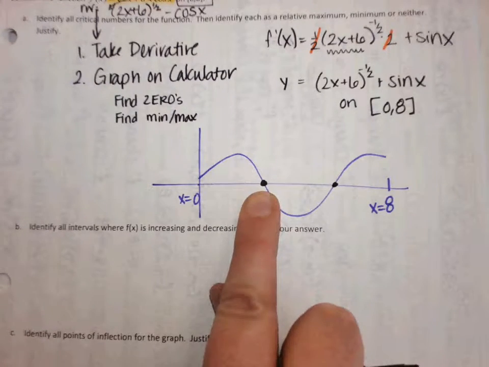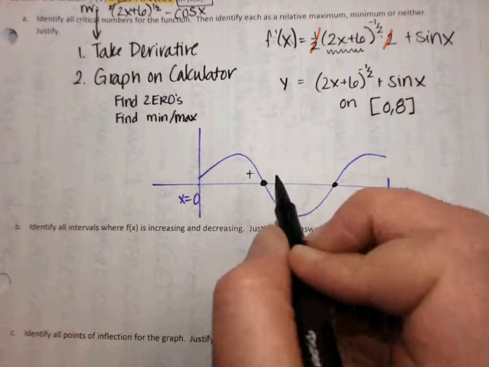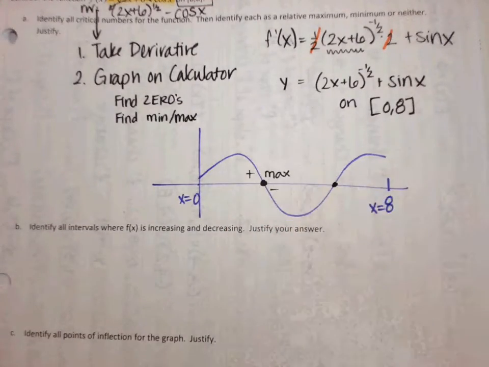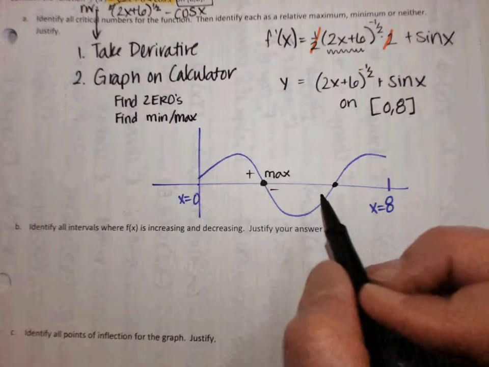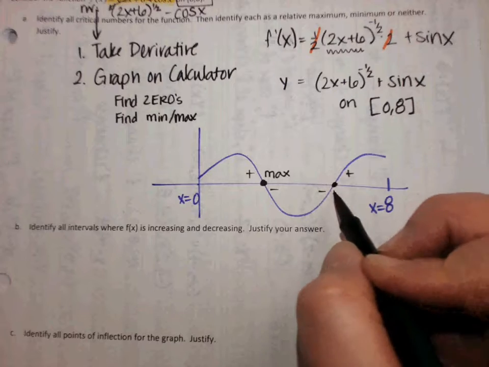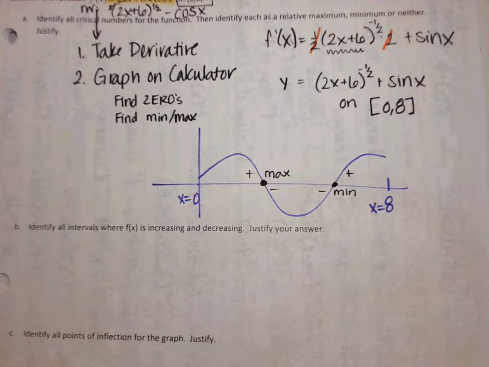Max, because of how the sign changes around it. Okay, that makes it a max. Then for the second little zero, it goes from below to above, negative to positive. That makes it a min. Now, how am I going to find those? Well, you only need 2 calculator skills.